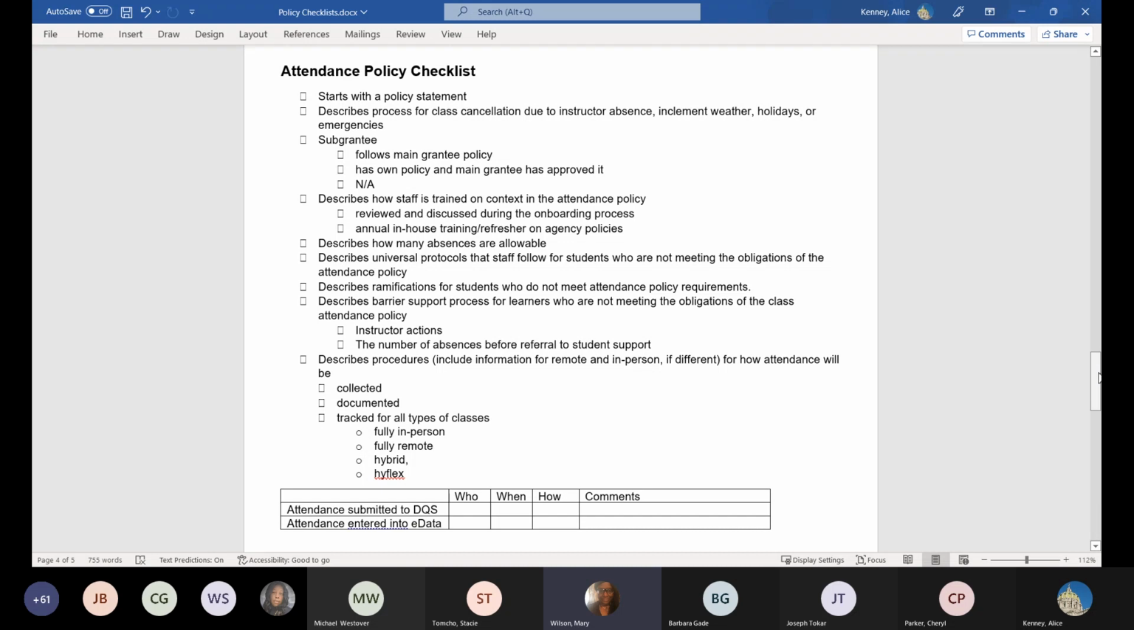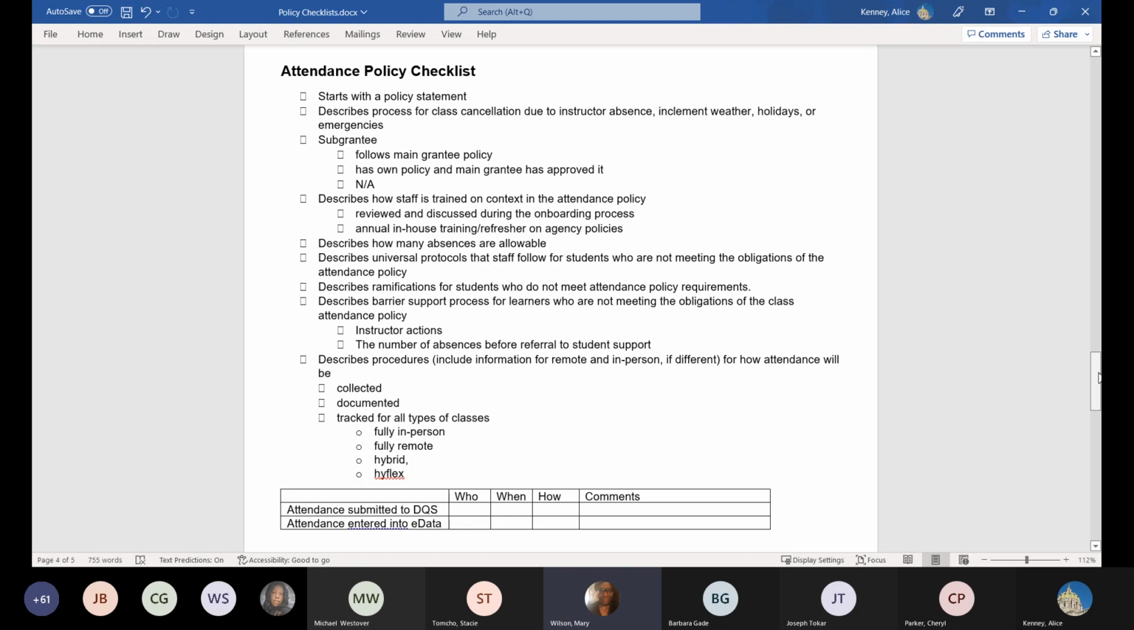Agencies must ensure that attendance is appropriately and adequately collected, documented, and tracked for all class types offered. Full description of procedures for each class type is required. So for example, what are your procedures for collecting attendance related to fully remote classes? Does the agency use Zoom usage reports from each class session to collect and track attendance? And if so, how are those reports used to ensure adequate documentation of class attendance?